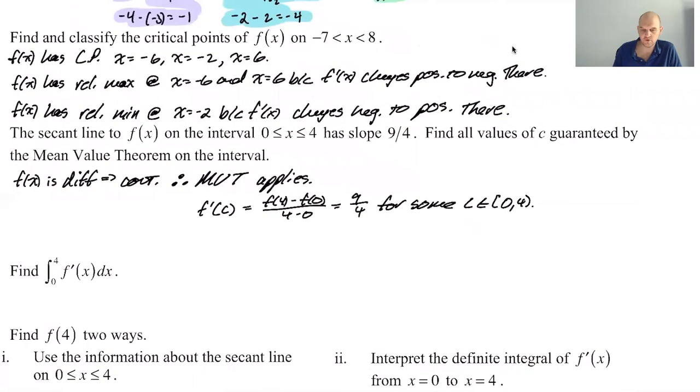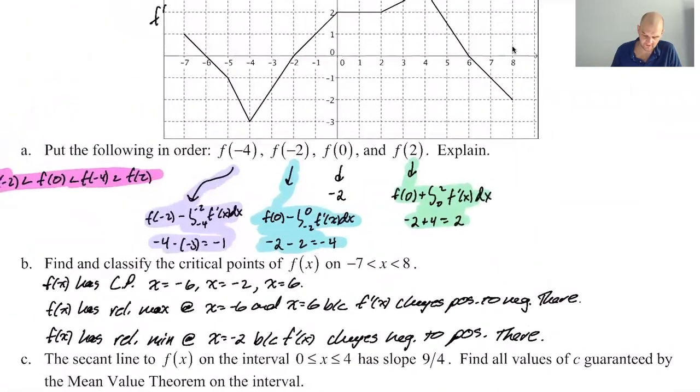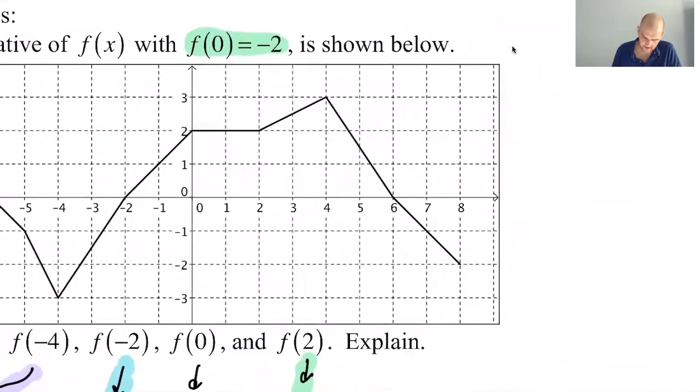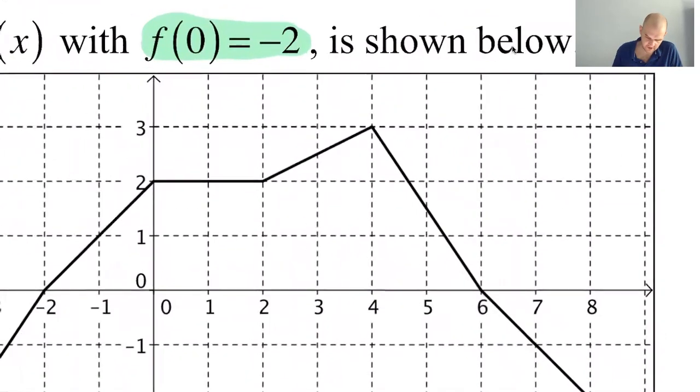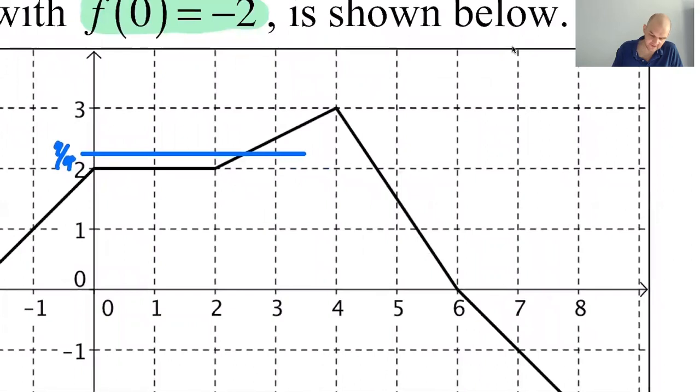Okay, so between 0 and 4, f prime equals 9/4. Let's go to the graph. Between 0 and 4, which is this interval, f prime equals 9/4 somewhere. 9/4 is 2.25. So I'm going to add that to the graph. 2.25 is probably like here. So that'd be 9/4. So what we really need to do is find this intersection point. The x coordinate there is going to be the value of c.